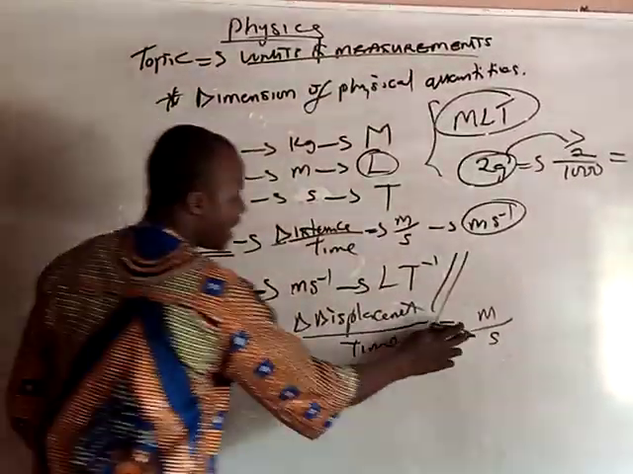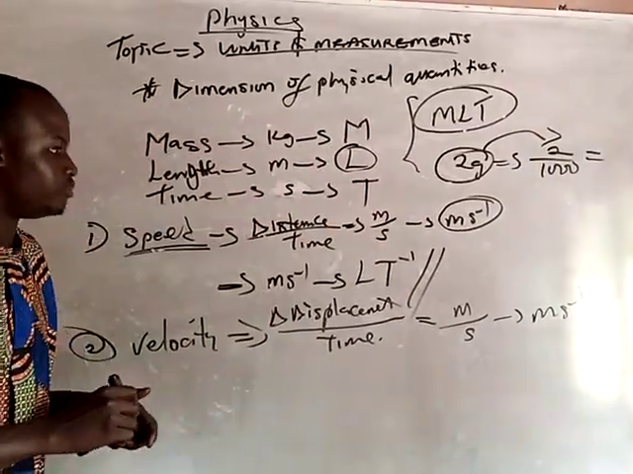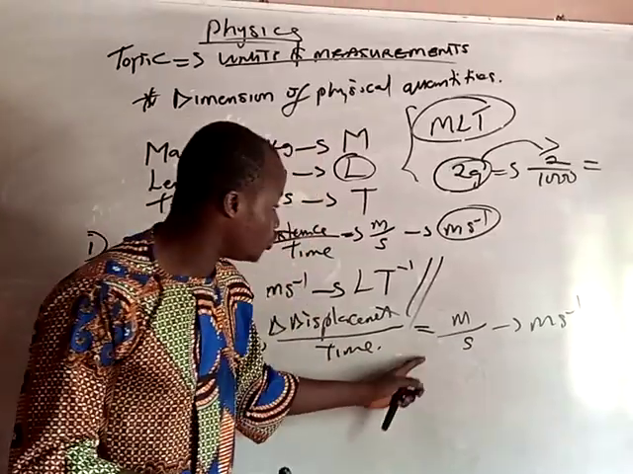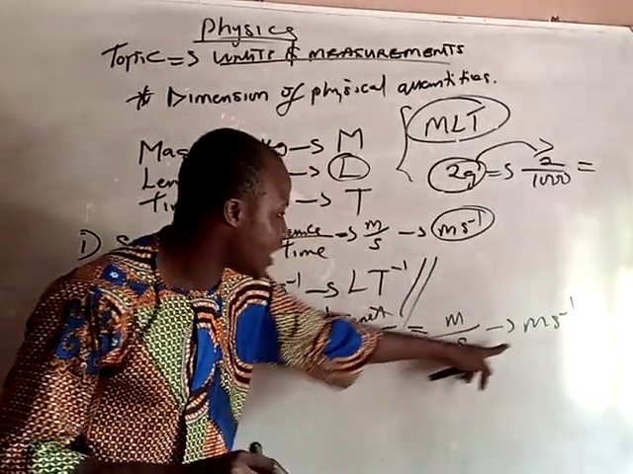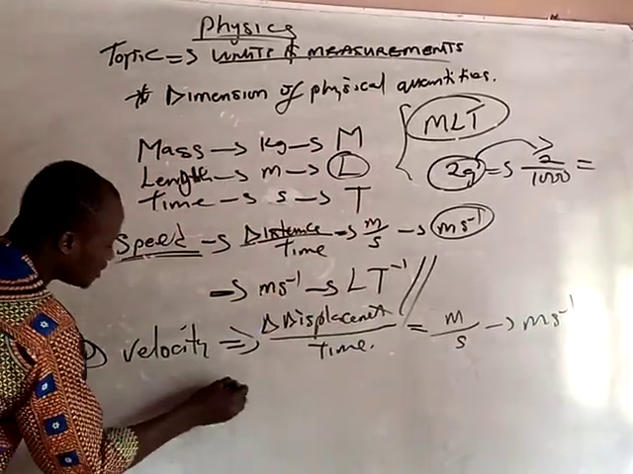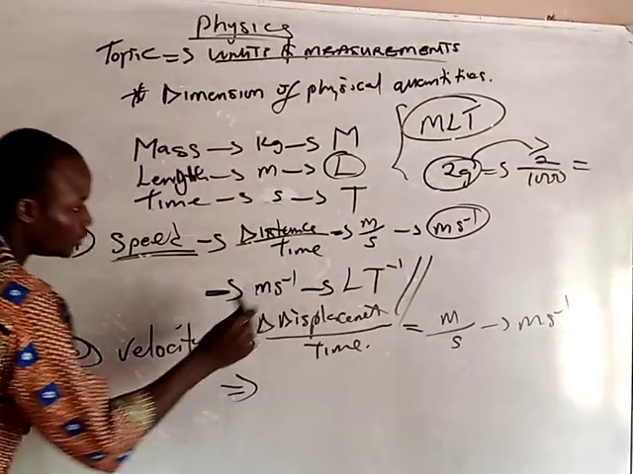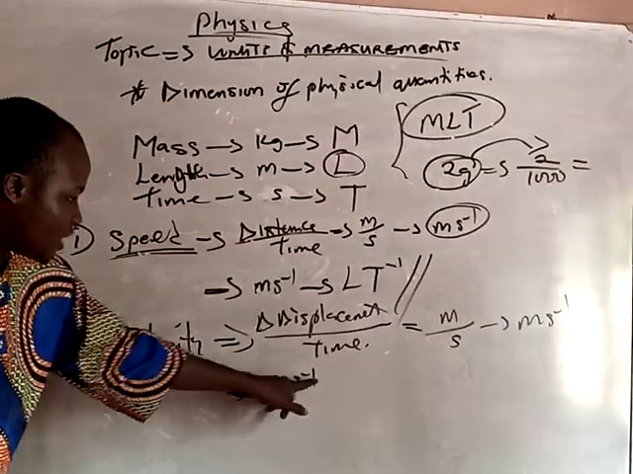Now, you can rewrite this as what? Meter per second. We have explained how to rewrite it in our last video. So you can write m over s as meter per second, like this format. Now, let's talk about the dimension of velocity. Meter per second.